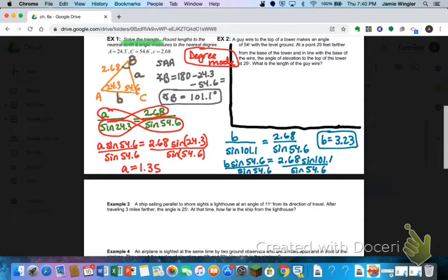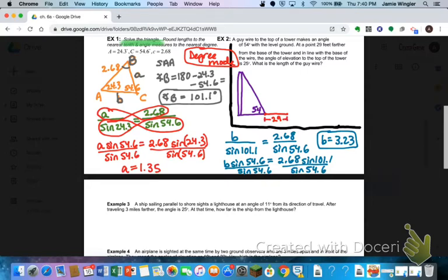Draw a picture. A guy wire to the top of the tower makes an angle of 54 degrees with the ground. So you have your tower, and then the wire makes an angle that's 54 degrees with the ground. So here's my 54 degrees. At a point 29 feet farther from the base of the tower. So I'm standing here right now, and I have to go 29 feet farther from the base of the tower. So that distance is from there to there only.